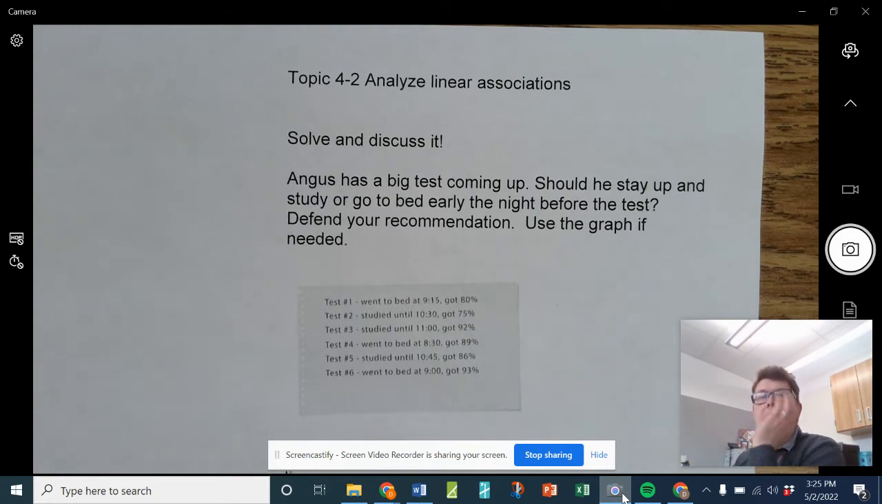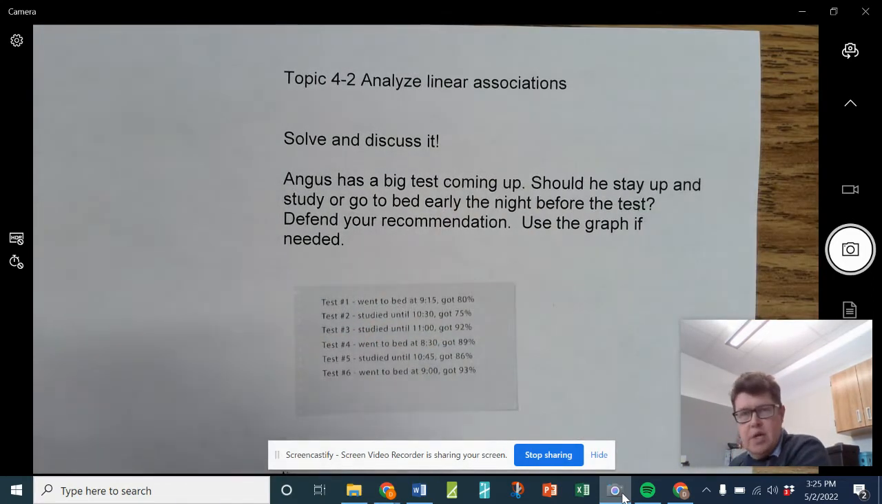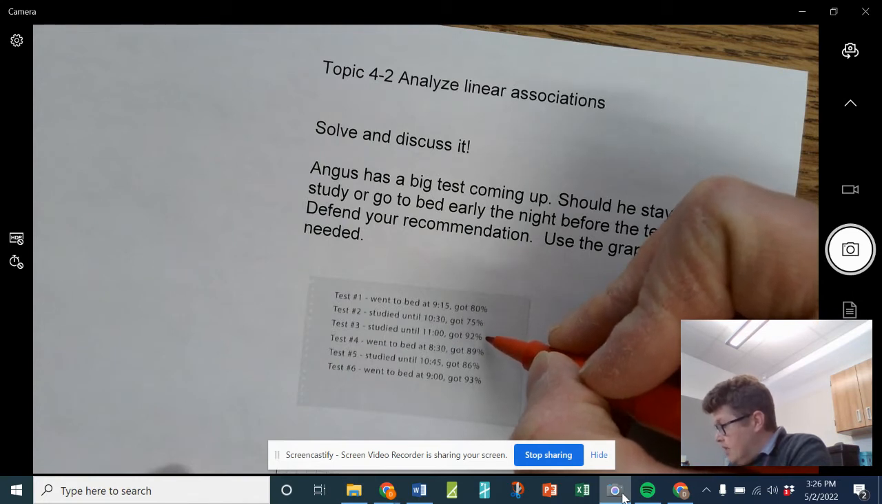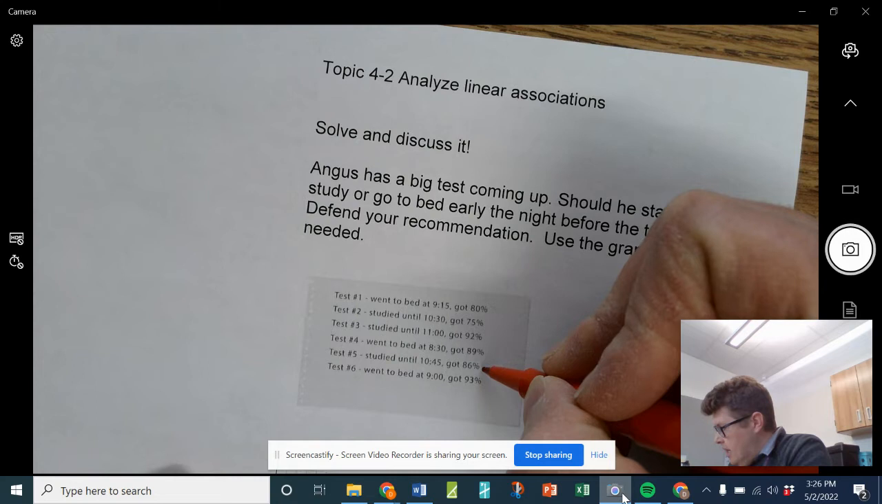But anyway, Angus has a big test coming up. Should he stay up and study or go to bed early the night before the test? Defend your recommendation. Use the graph if needed. So 6 tests over the course of the year or a quarter or whatever. So I went to bed at 9:15, got an 80%, studied until 10:30, got 75%, studied until 11, got 92%, 8:30, got 89, and so on.